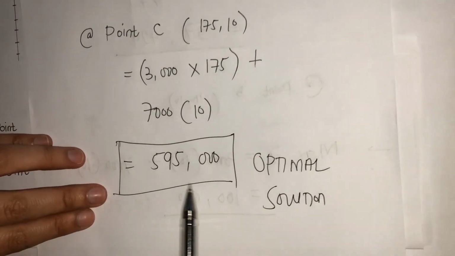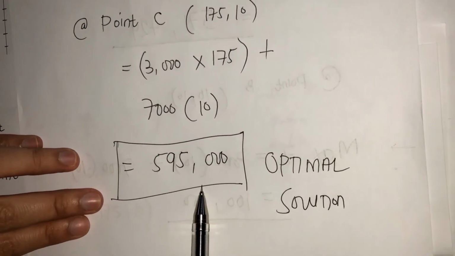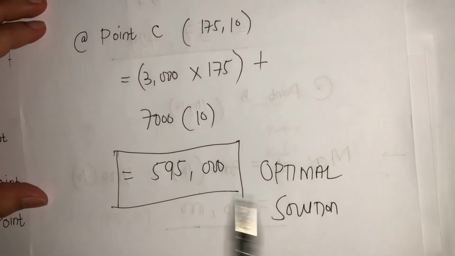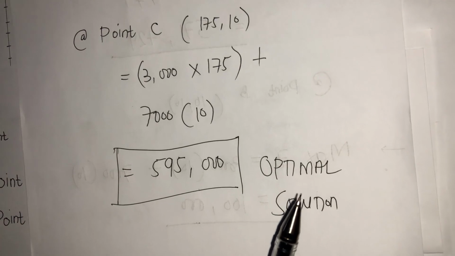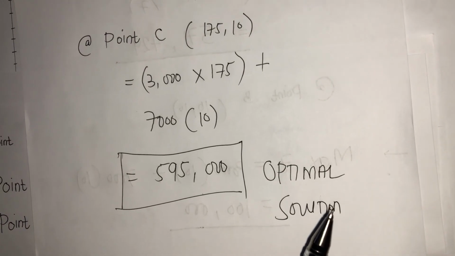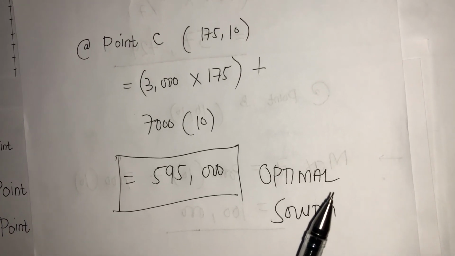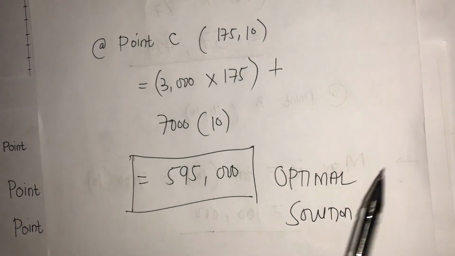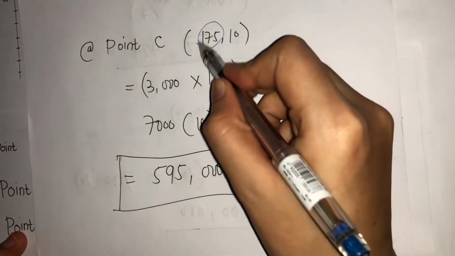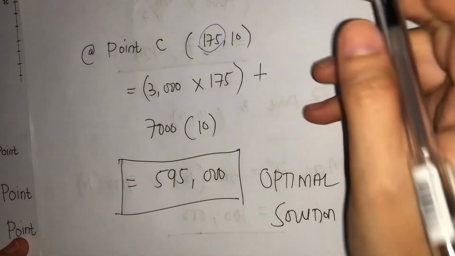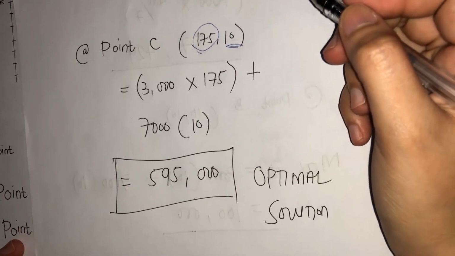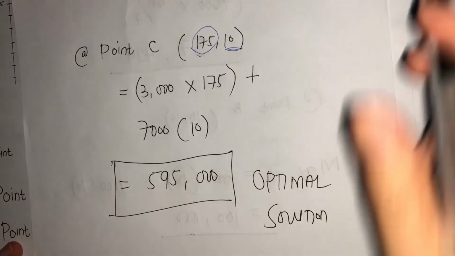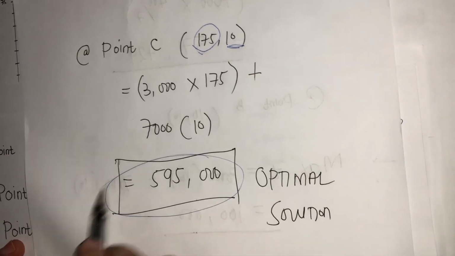So we choose 595,000 for point C as the optimal solution because the objective is to maximize the number of people reached. Therefore, the optimal solution is to use 175 radio ads and 10 television ads, and the maximum number of people reached would be 595,000.